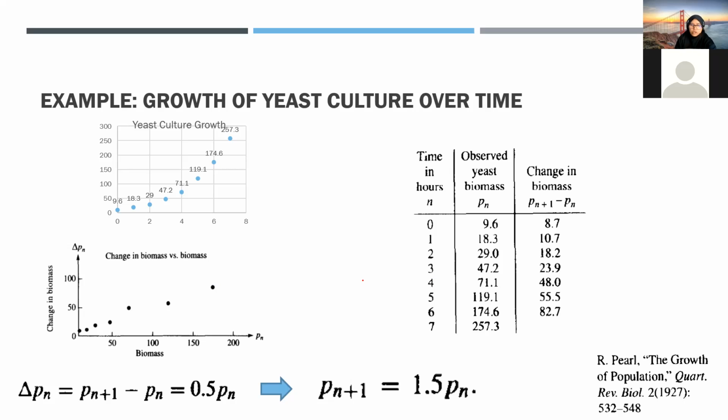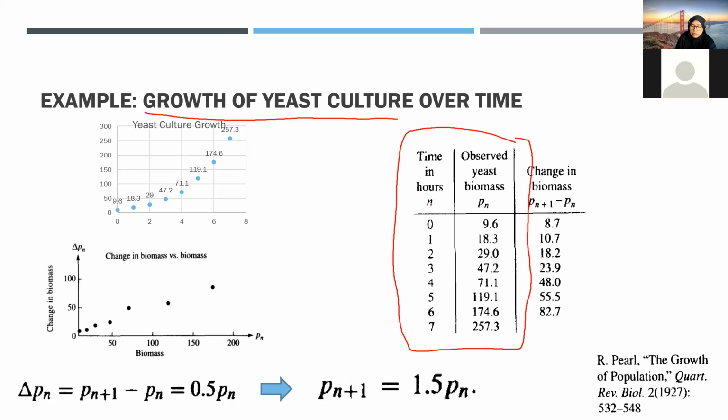Growth of yeast culture over time. So we are talking about, in this case, the big topic of this one, the population growth of yeast culture. Okay, so let's see. When we plot this one, for example, we observe the population after 7 hours. Observe the population in 7 hours, and then we see the values, and we can see the change in the biomass. Okay, then we plot this one.